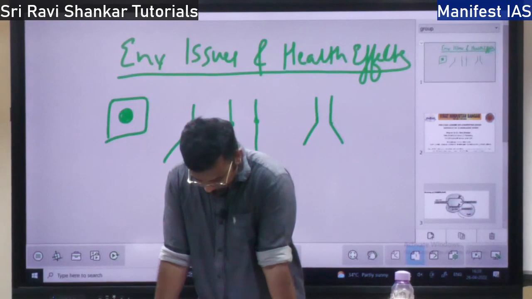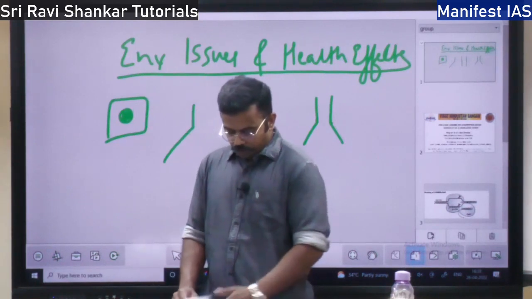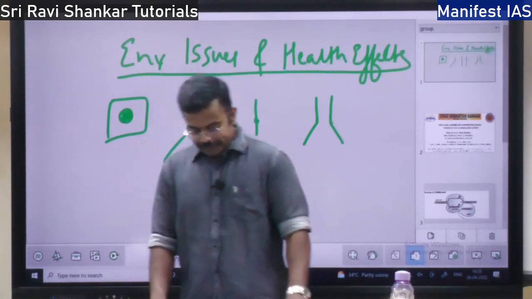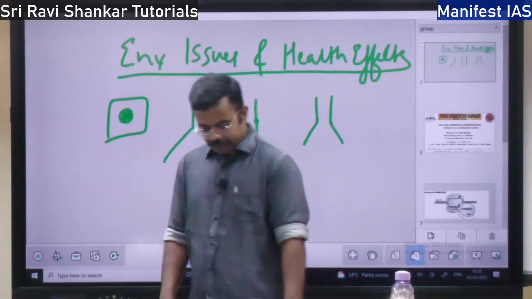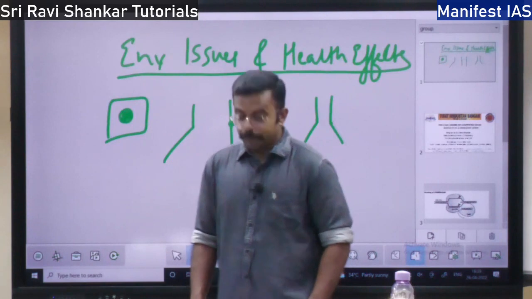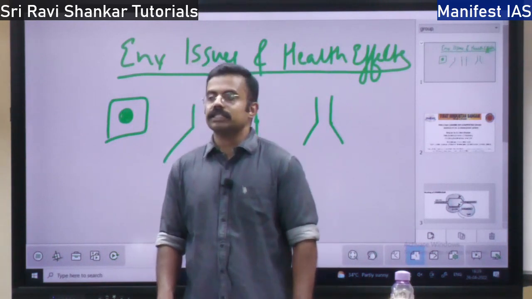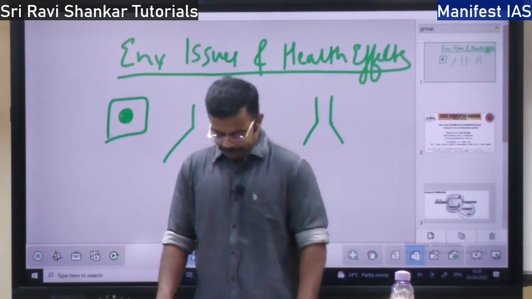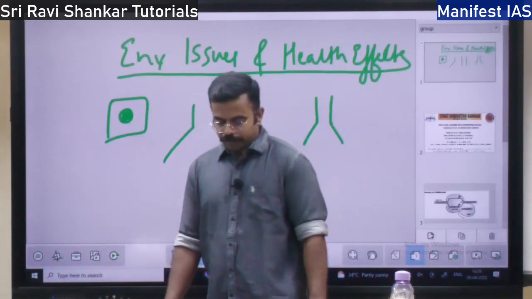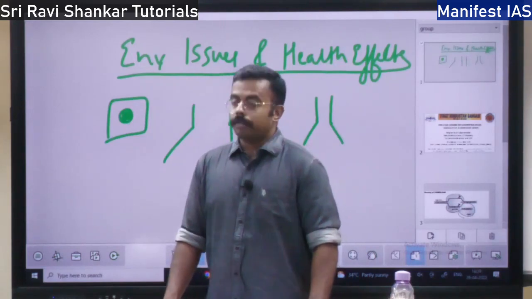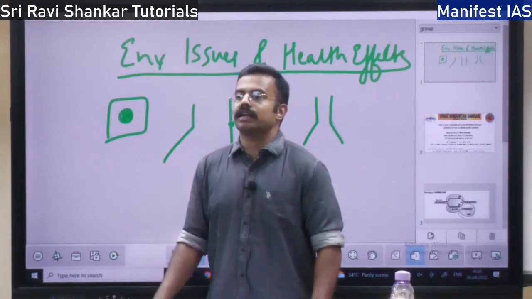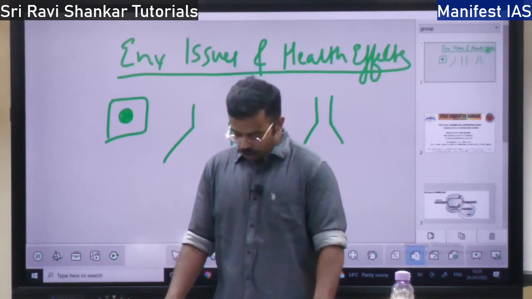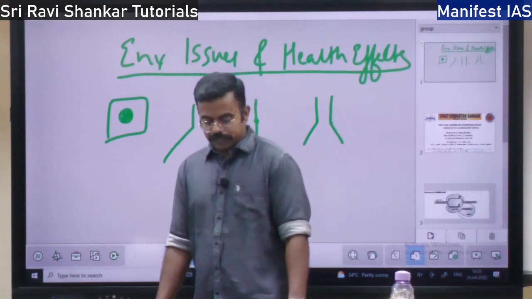Then the last topic I'm going to talk about is the diseases caused by environmental degradation. The first disease is your favorite, the Minamata disease. When was this disease discovered? In the year 1956 in Japan. The chemical was methyl mercury. Which industry used to release this chemical into the waters? Chisso Corporation, right?